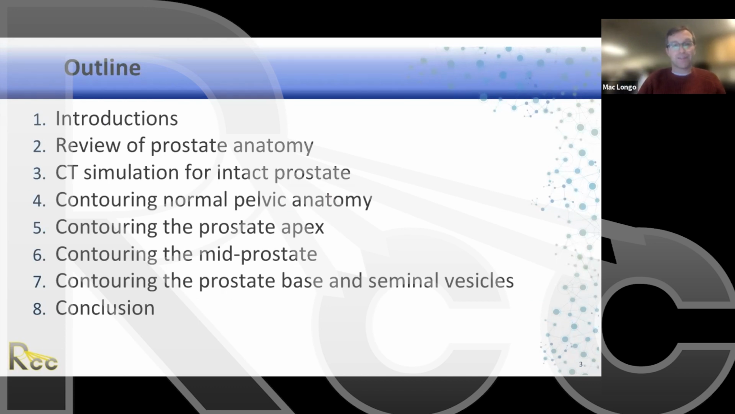intricacies and challenges of accurately contouring the prostate for intact prostate cancer IMRT treatment, focusing on areas of specific difficulty: contouring the prostate apex, the mid-prostate, and the prostate base and seminal vesicles. And then we'll conclude the evening.